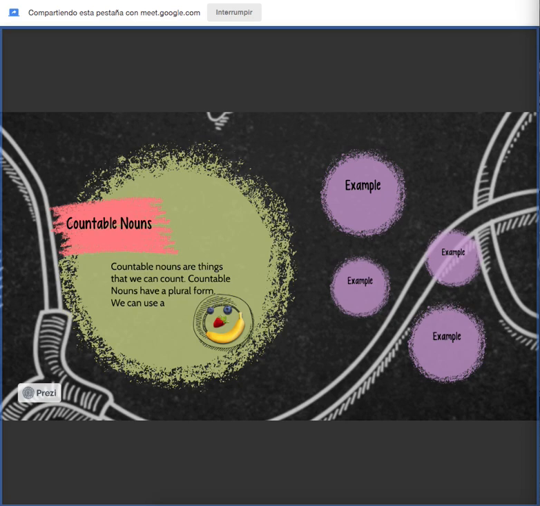Yes, teacher. Countable nouns. Countable nouns are things that we can count. Countable nouns have a plural form. We can use a. Yeah, that is the part. I guess that they must change something, but the last part says this. Because I need you to take notes. Don't forget, taking notes is important. We can use a or an with them. That's the last part.